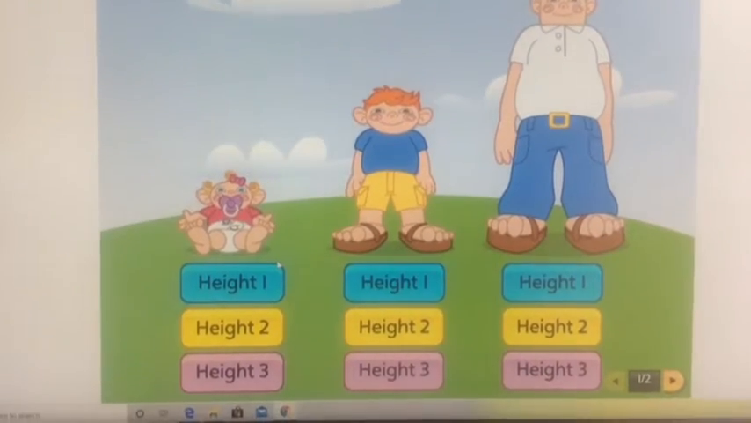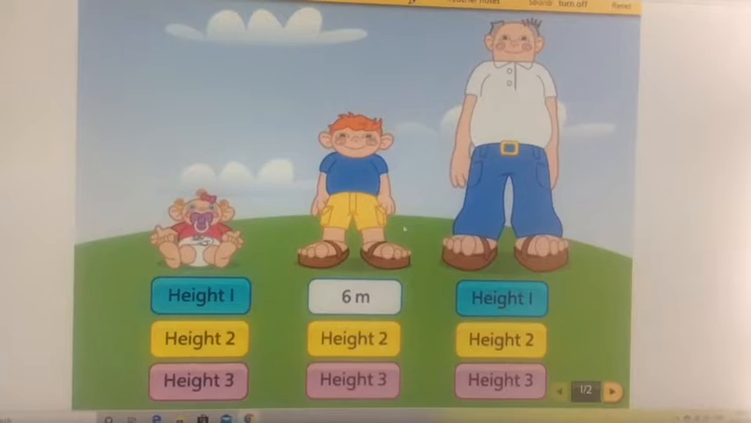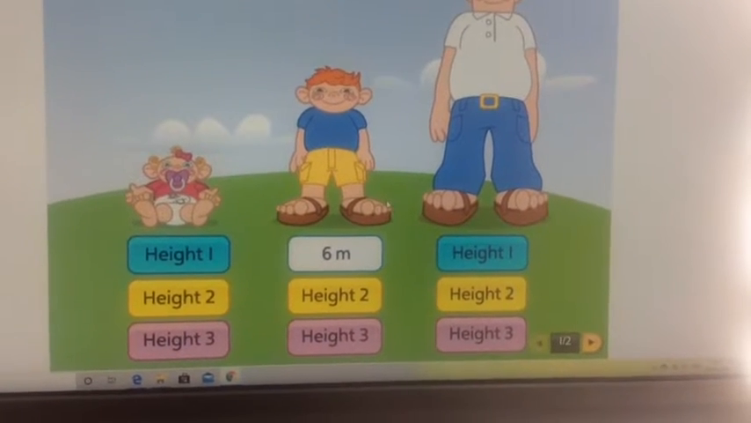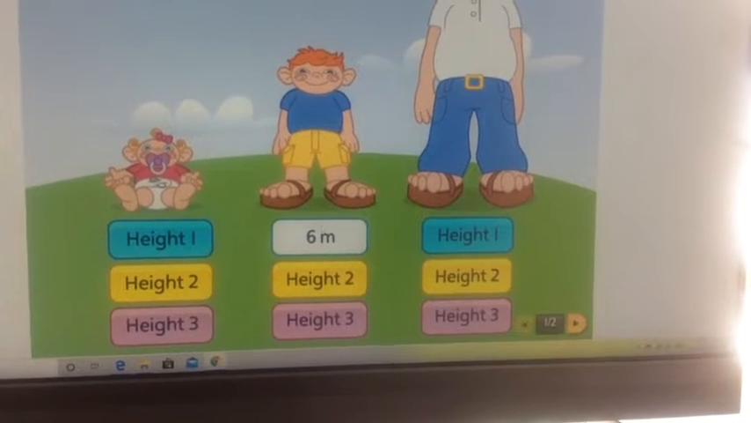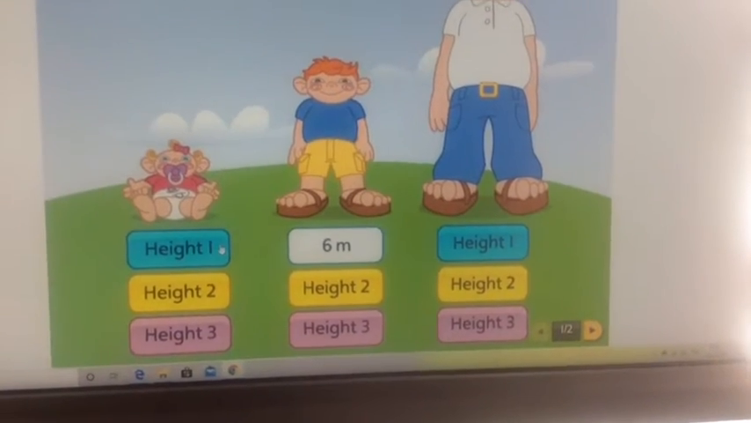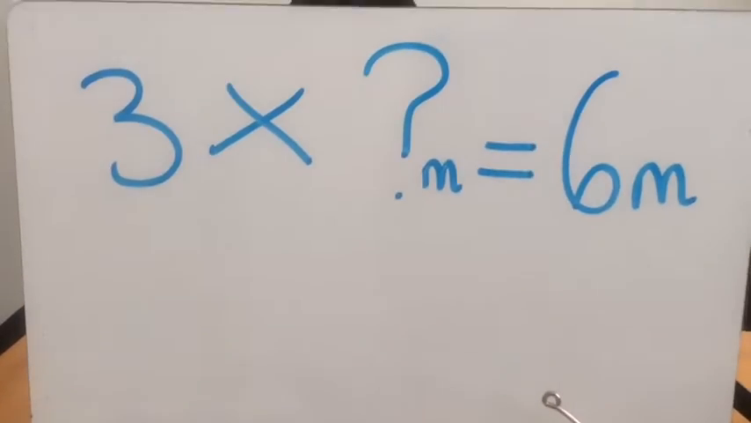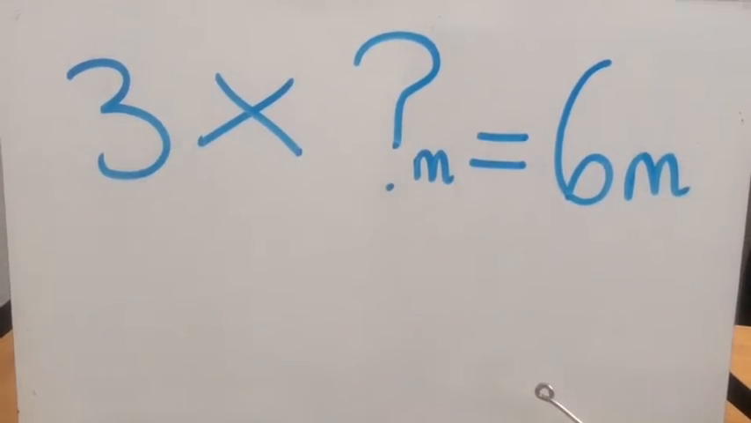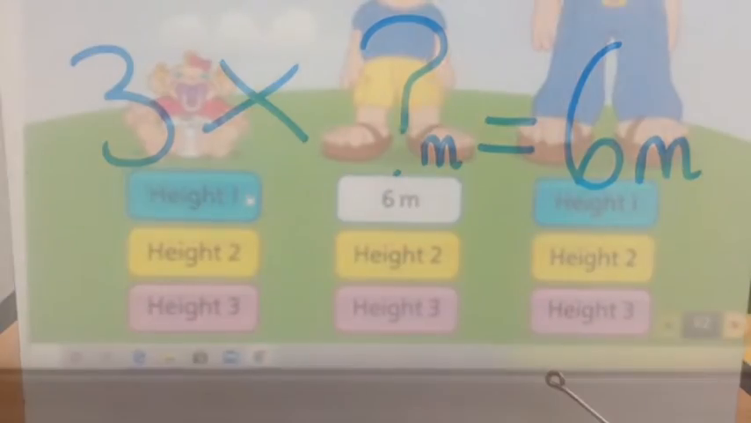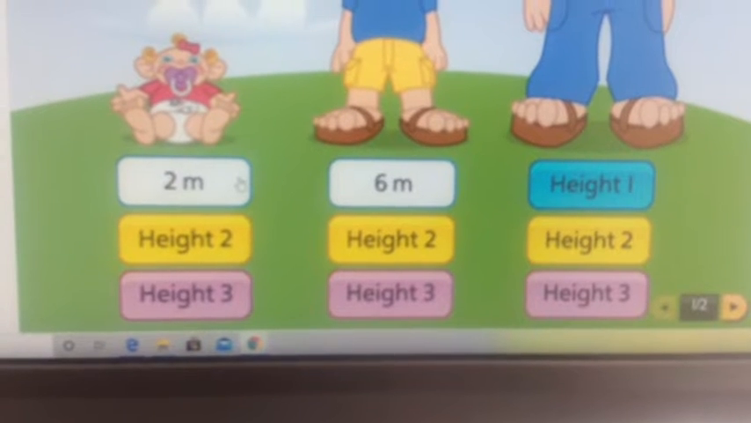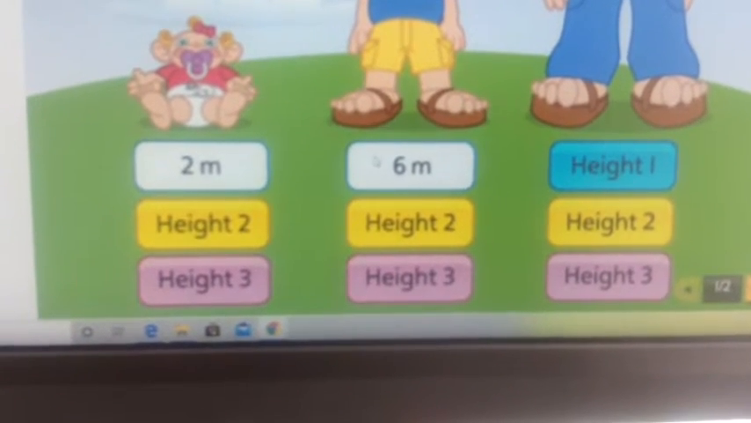Let's see how tall the little boy is. To start with then, we're going to say he's 6 meters tall. That's big. Now he is 3 times the size of the baby. So how tall's the baby? So you need to think, 3 times what will give you the 6 meters for the boy? Hopefully you know. It's 2 meters. 3 times 2 would give you 6.